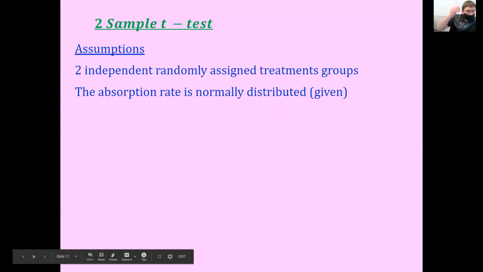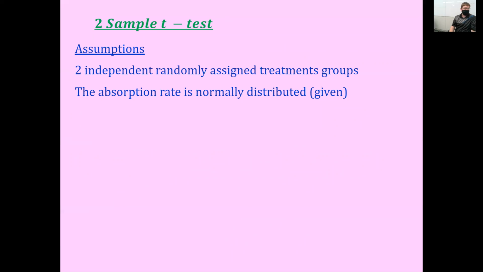All right, there's my 2 assumptions. 2 independent randomly assigned treatment groups. The absorption rate is normally distributed. Both are given. We said this last time.